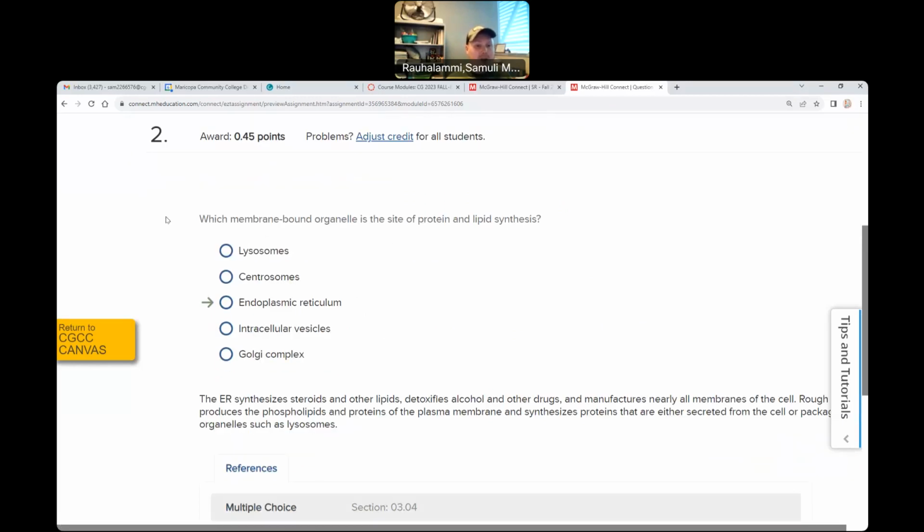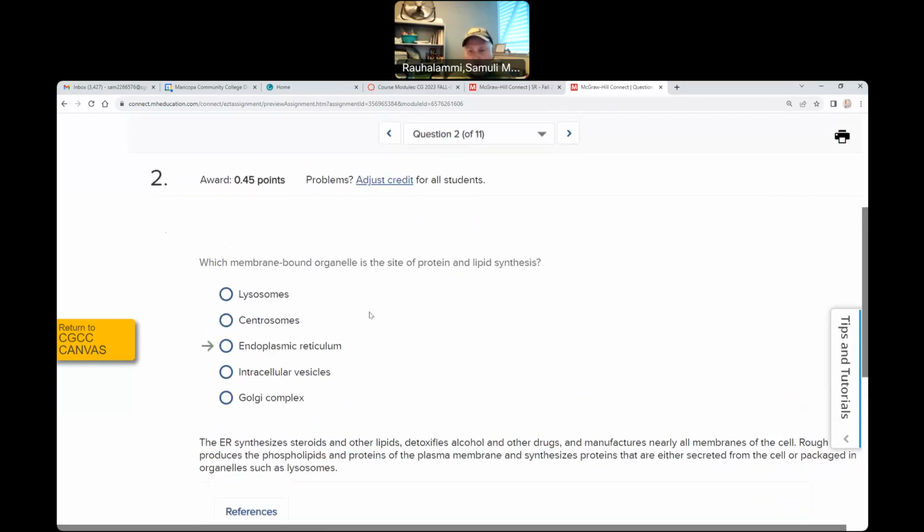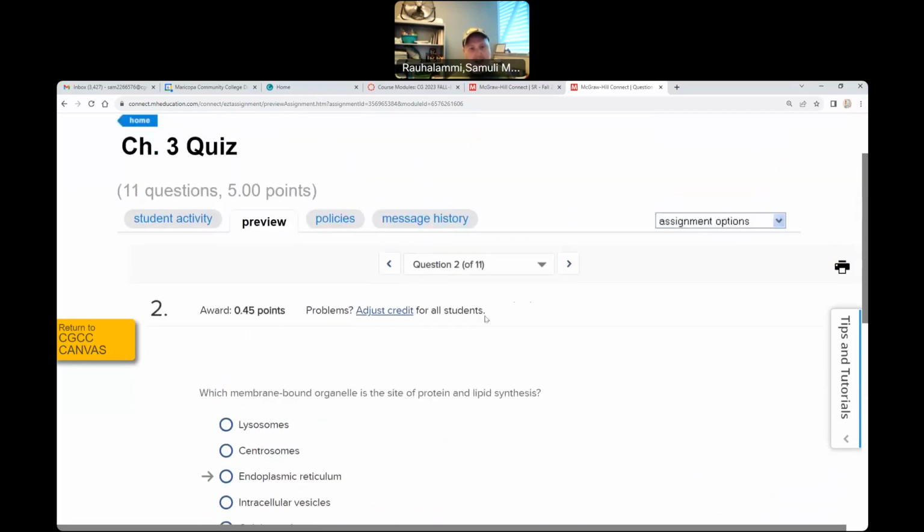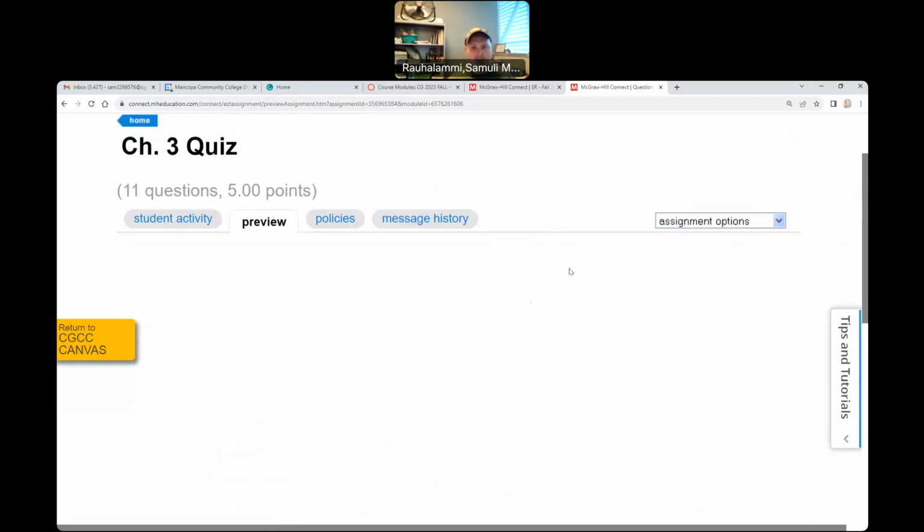Here we have a question: which membrane-bound organelle is the site of protein and lipid synthesis? And we see that the endoplasmic reticulum was where we had a lot of the protein and lipid synthesis happening. So this is where steroids and other lipids are synthesized, detoxification of alcohol and other drugs, manufacturing nearly all membranes of the cell, and rough ER contains ribosomes on the surface, whereas smooth ER did not, and it was nice and smooth.